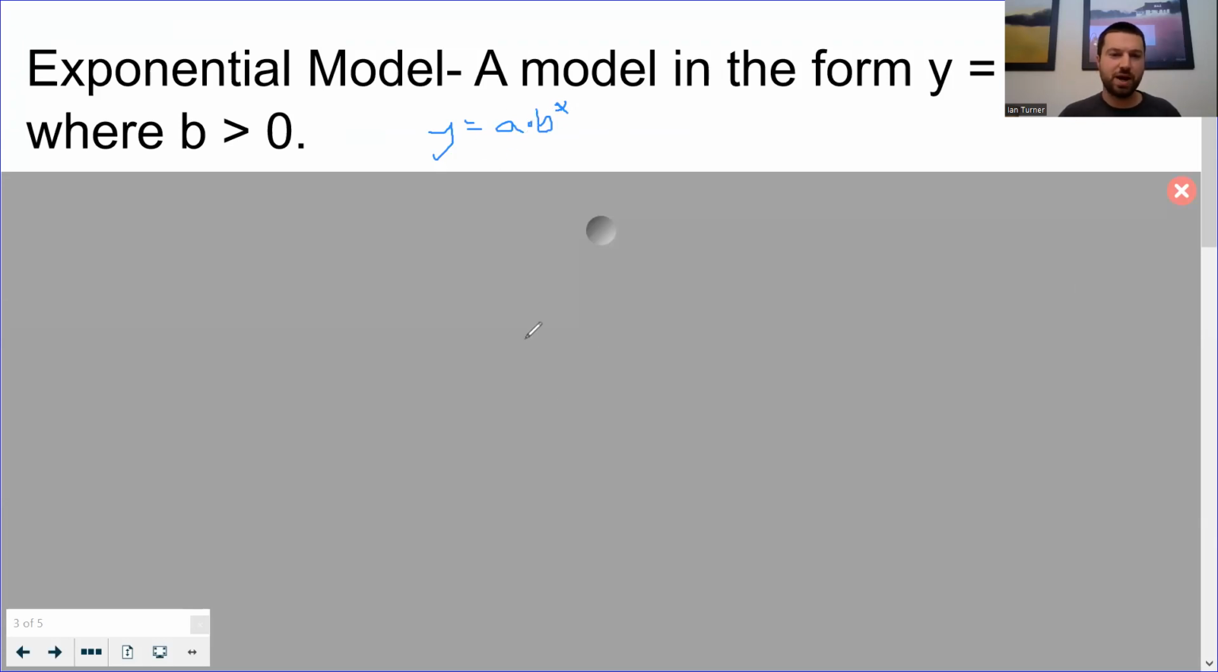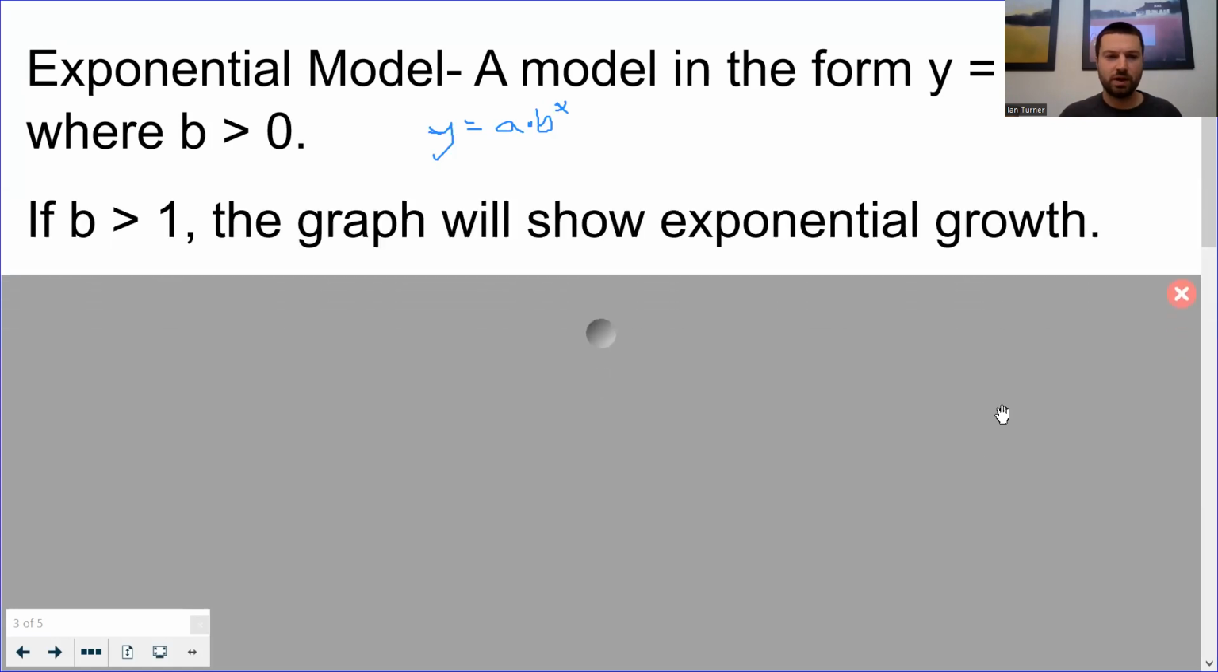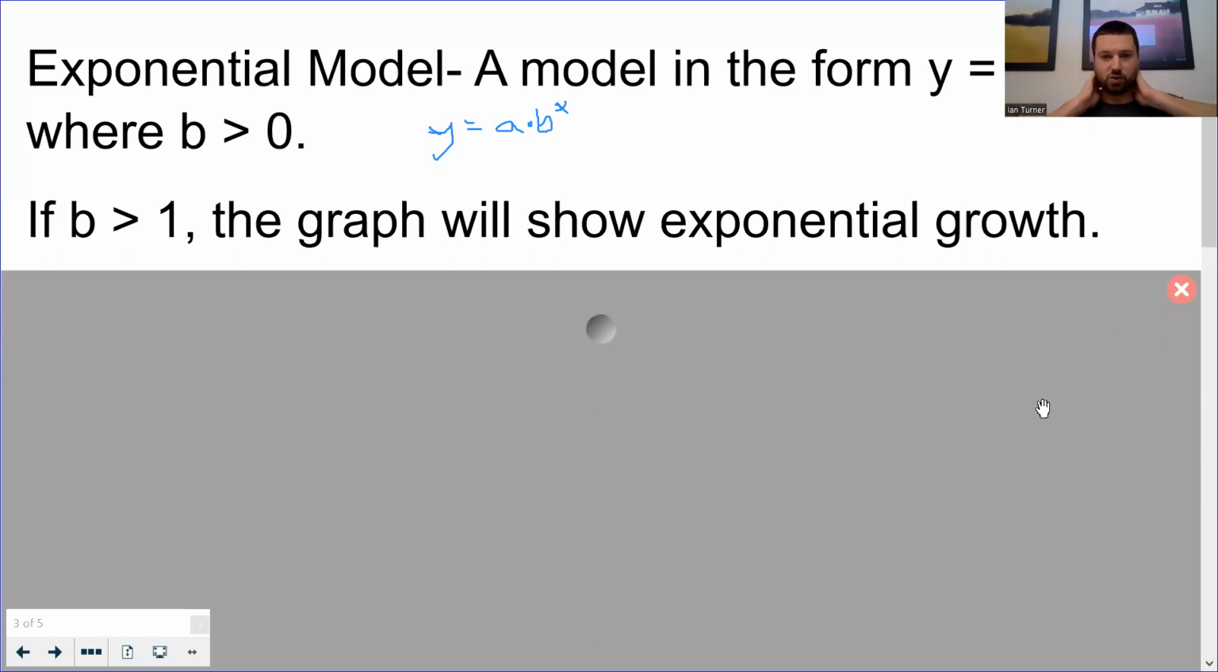Okay, so we got our starting value a. B has to be greater than 0, and it's b to the x. X is our variable. Hopefully that wasn't too blocked by my picture there, but maybe it is. So there's that. If b, yeah. So this is just exponential growth model. Again, hopefully you've seen this stuff before, but we'll practice it if you haven't. So b is greater than 1, or we're going to get exponential growth.